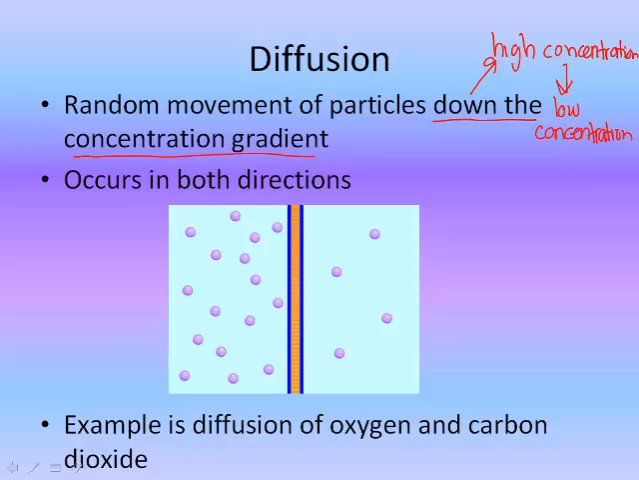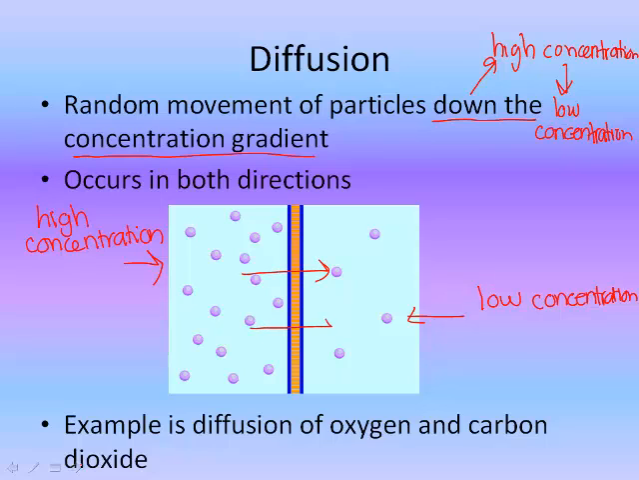So let's look at our diagram. On this side, we see that there are a lot of particles. So this side has a high concentration, and this side has fewer, so there's going to be a low concentration. And if diffusion is moving down the concentration gradient, we know we're going from the high to the low. So the particles are moving through the membrane from high concentration to low concentration.